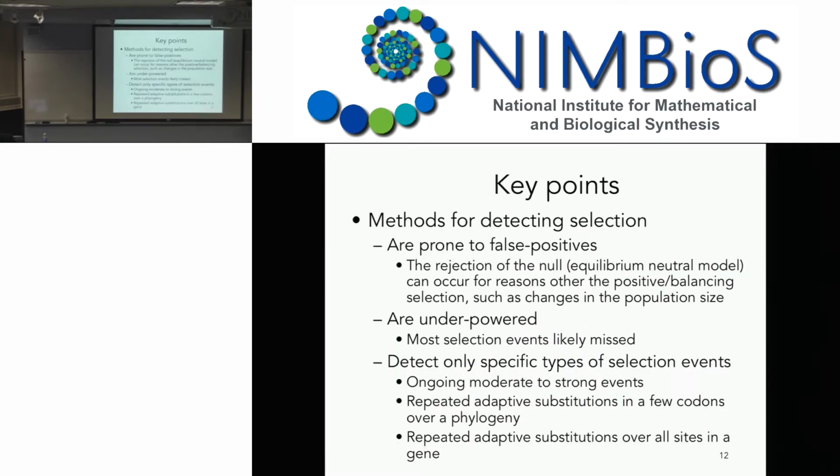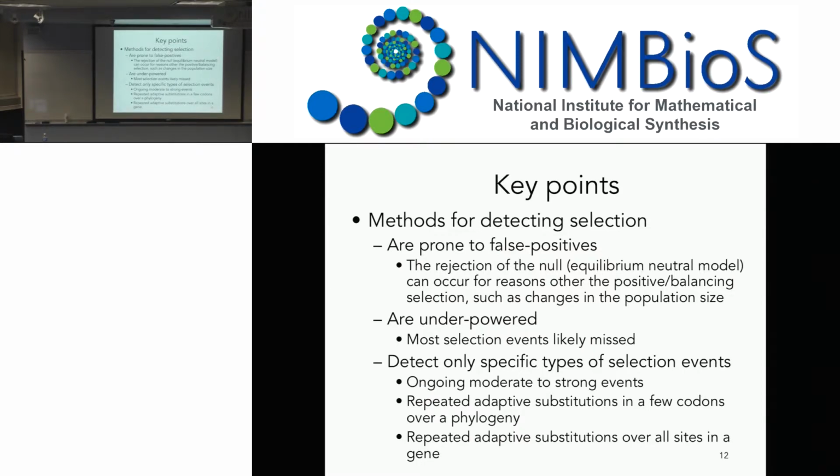Okay, so what are the key points? Methods for detecting selection are prone to false positives. The rejection of the null, the equilibrium neutral model, can occur for reasons other than positive or balancing selection, such as changes in population sizes. We'll talk about ways to look for that, and I'll use "adjust" in air quotes, but for most tests for selection, we can't put legitimate p-values on them. Rather, we simply extract genes which look interesting.